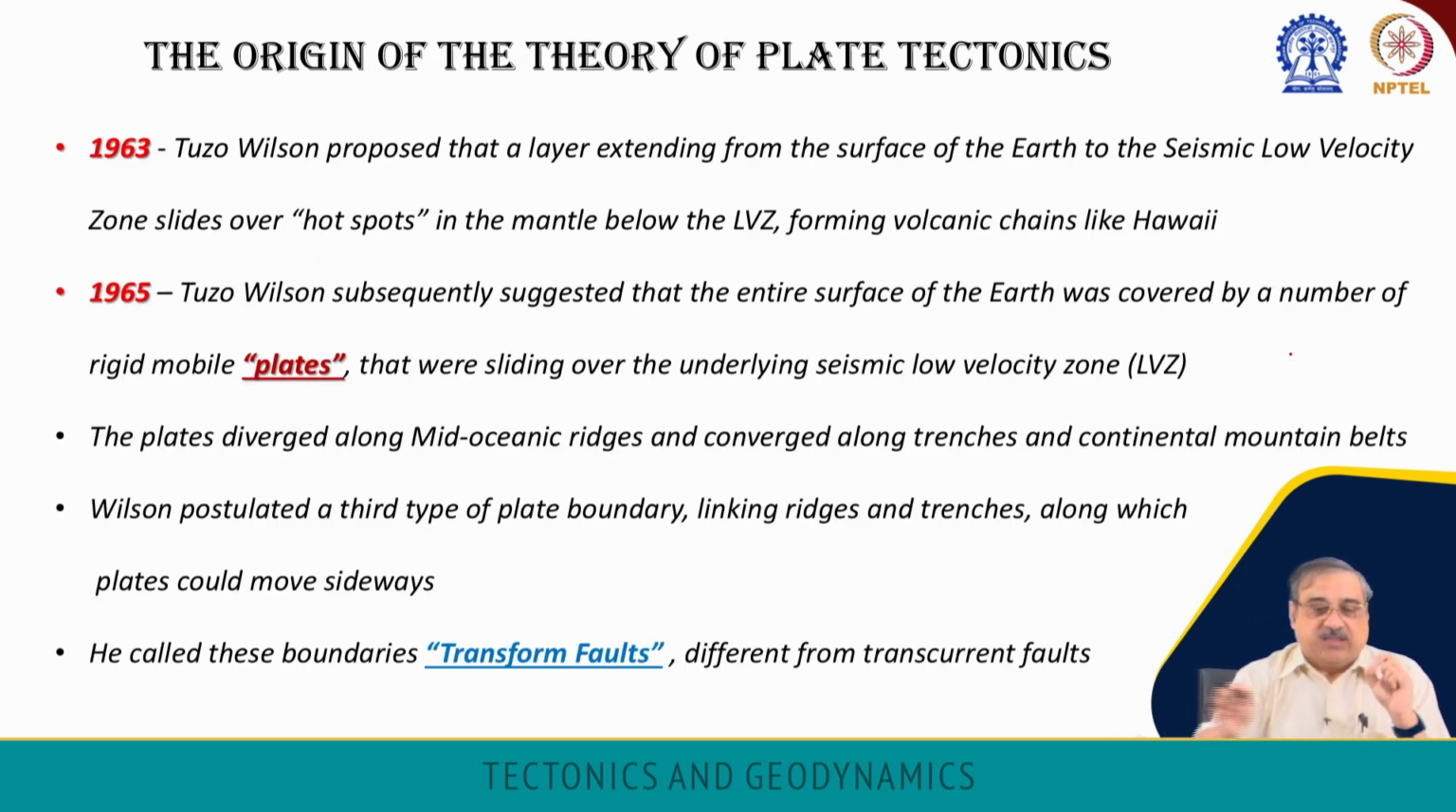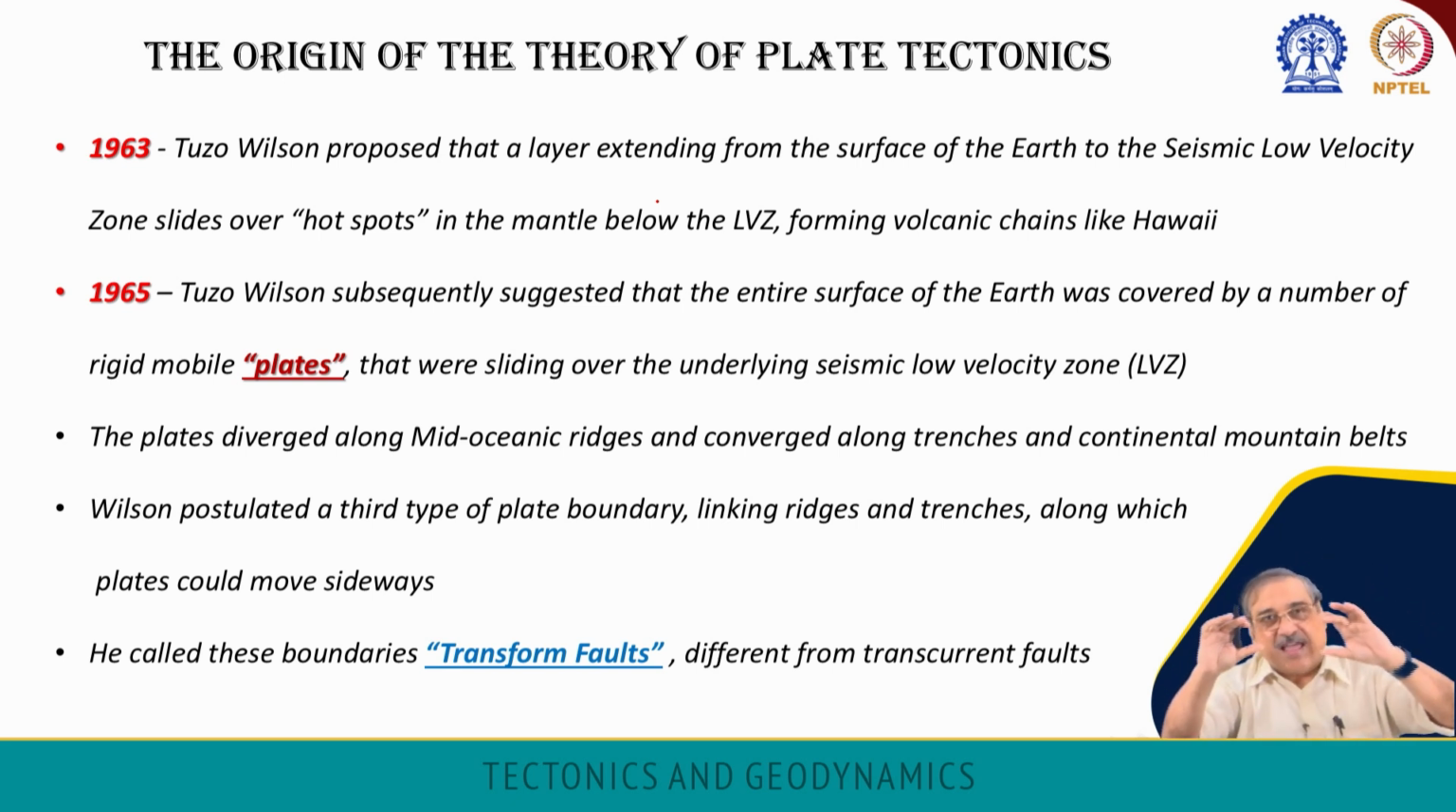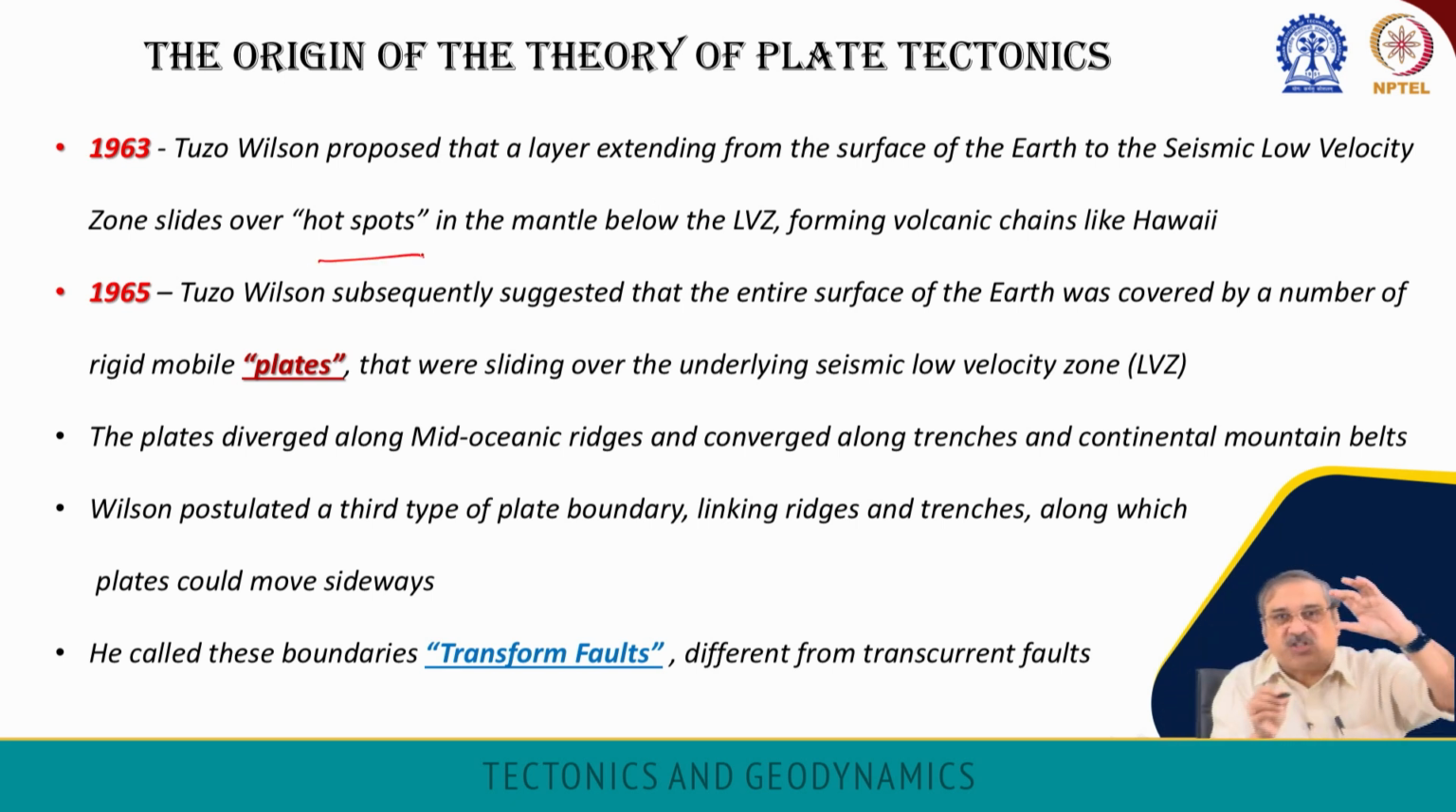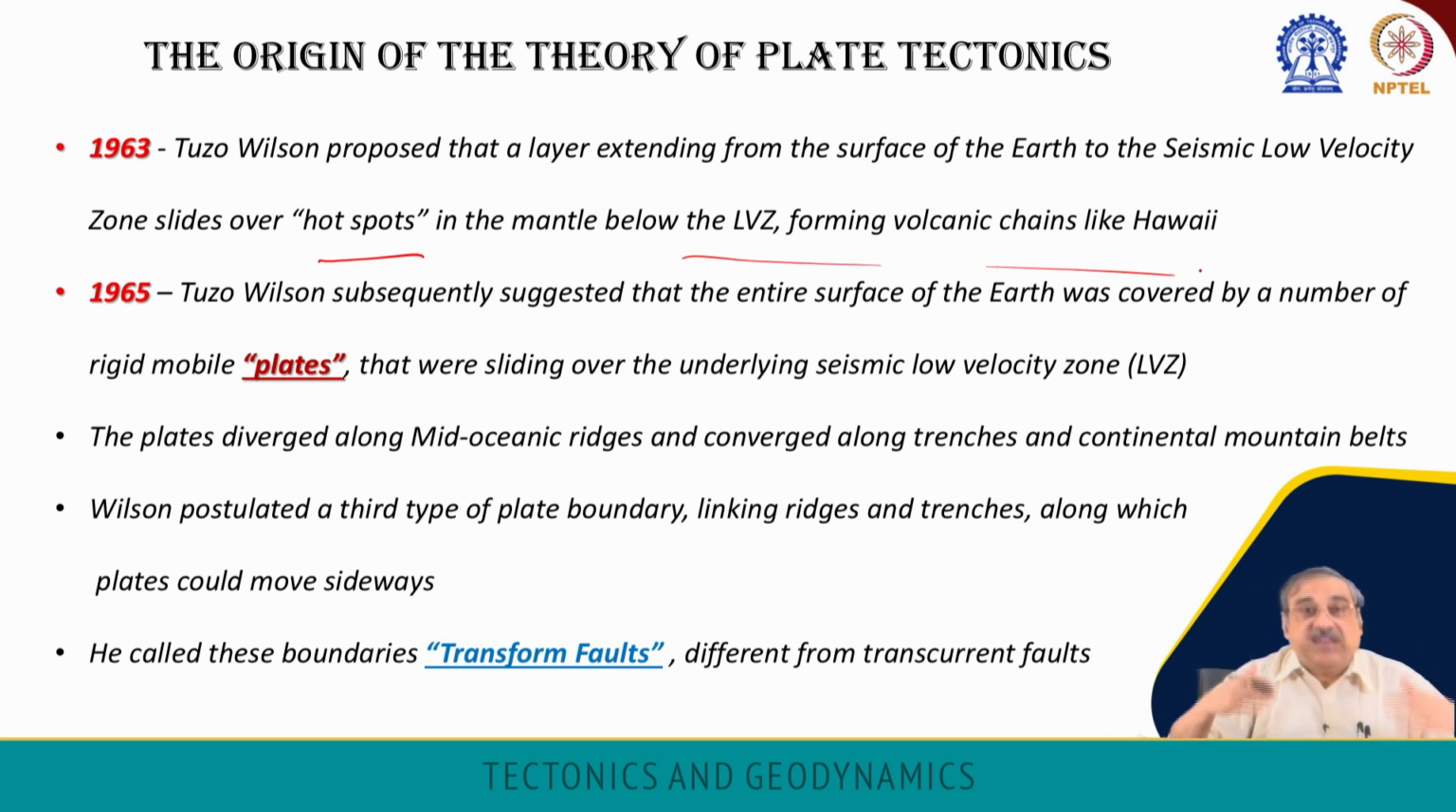In 1963, Tuzo Wilson proposed that a layer would extend from the surface of the earth to the seismic low velocity zone, right. He assumed that that was the lid, and this lid would move over the hot spots that lie below it inside the mantle, right, and you would form these volcanic chains. Subsequently, as his ideas began to evolve more, he then proposed a fundamental thing in 1965. He said that in that case, you can think of the entire surface of the earth being covered by rigid mobile plates, he called them.